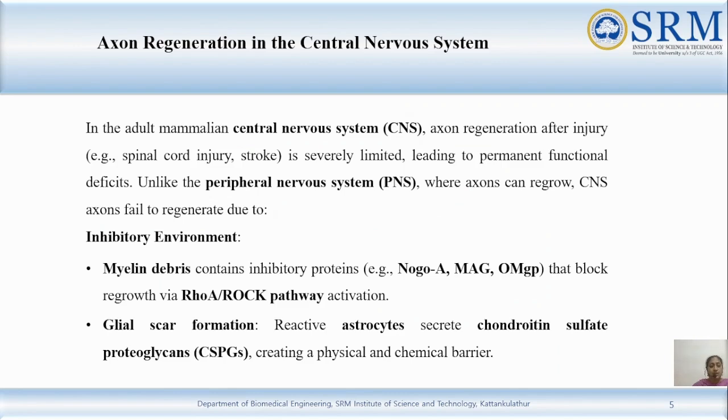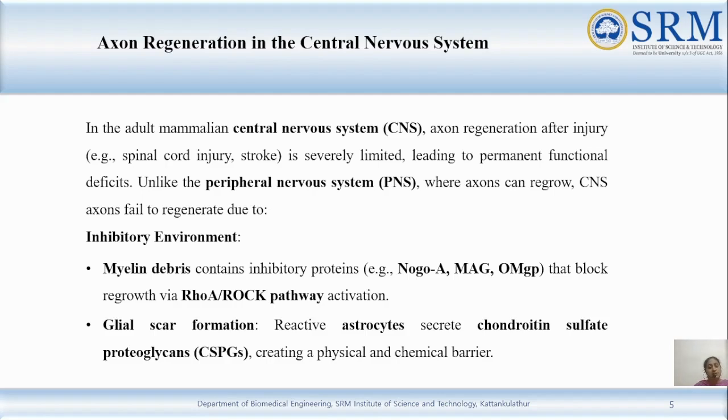So next, coming to the axon regeneration in the central nervous system. In the adult mammalian central nervous system, in the case of any injury, that is for example a spinal cord injury, stroke, etc., the axon regeneration is very severely limited. So this leads to permanent functional deficits. So unlike the peripheral nervous system where the axons can regrow, in the case of the central nervous system, axons fail to regenerate. So what causes the failure of the neurons in the CNS to regenerate? So first, coming to the inhibitory environment.